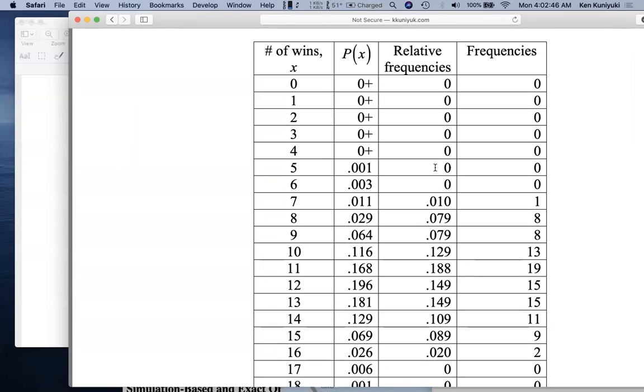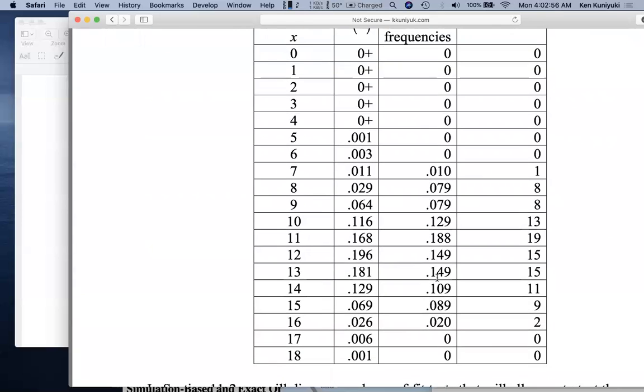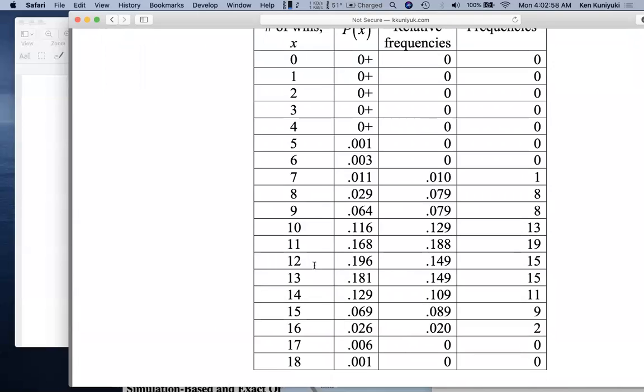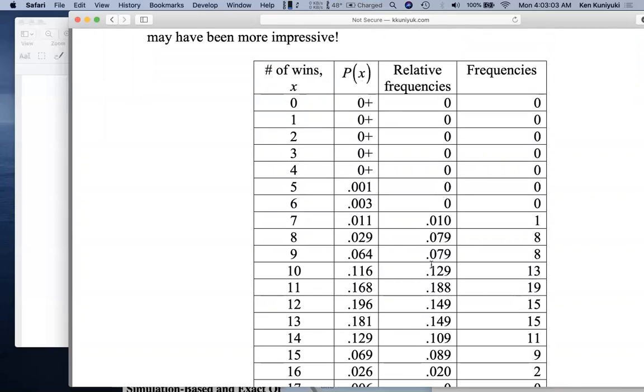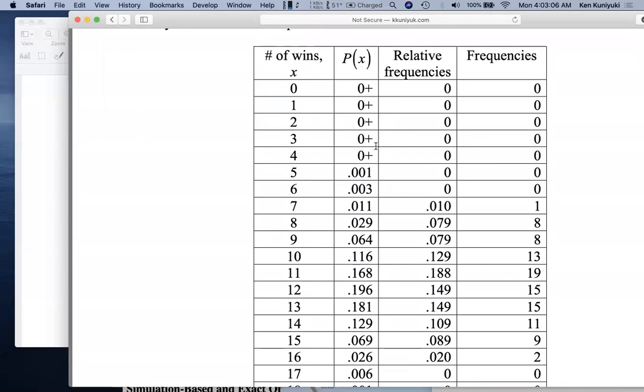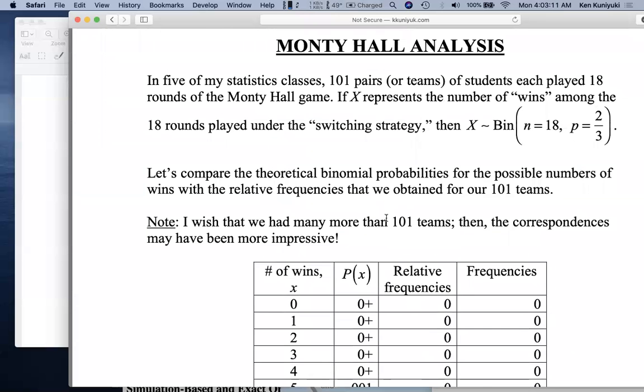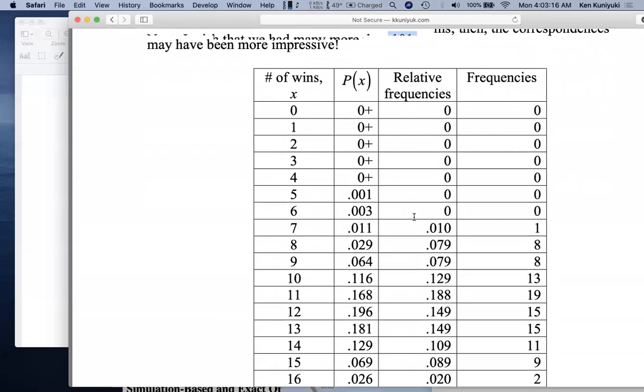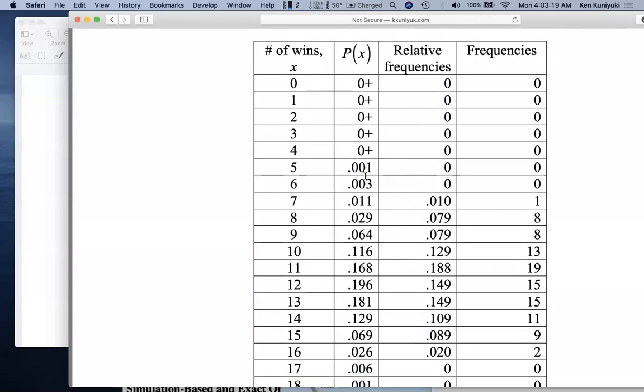Now, as you see, the relative frequencies that I actually observed in my 5 classes did not match the theoretical probabilities perfectly, but they were pretty close. And again, we saw a peak at around 2/3 of the 18 rounds, about 12 or 13. So we're seeing the binomial probabilities playing out in these relative frequencies, and I can guarantee you that if instead of 101 teams I had 1,000 teams or 10,000 teams, then the relative frequencies would have very closely matched the theoretical probabilities over here.